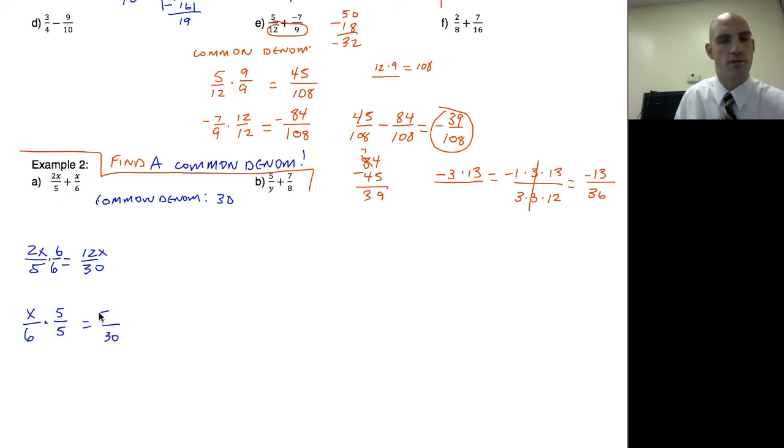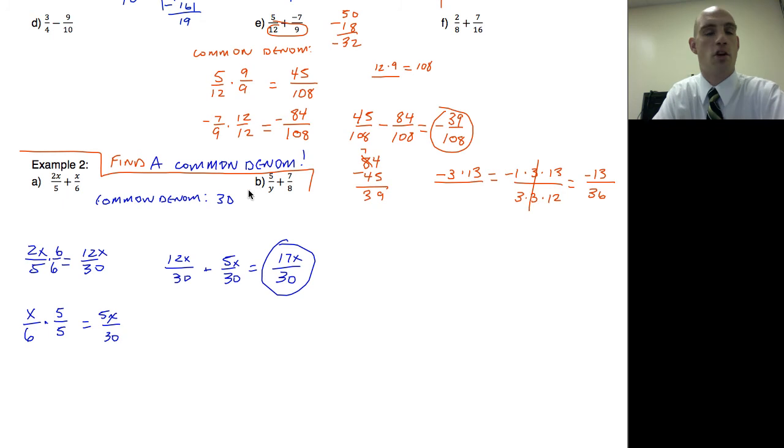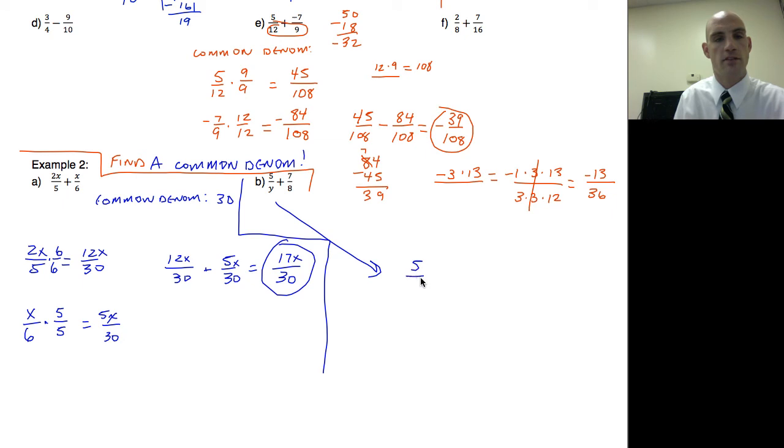And so 2x over 5 equals something over 30. Well, I'm going to multiply that by 6 over 6. 6 times 2x is going to be 12x. And then my x over 6 is going to be something over 30, so I multiply top and bottom by 5. So I have 5x over 30. I'm going to combine these together. So I've got 12x over 30 plus 5x over 30. My denominator stays the same, and my top becomes 17x over 30.